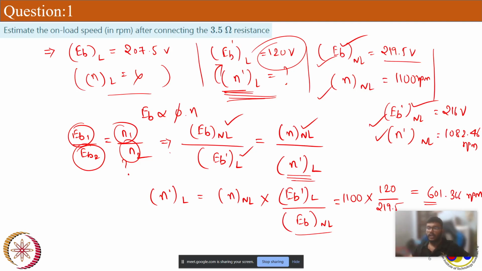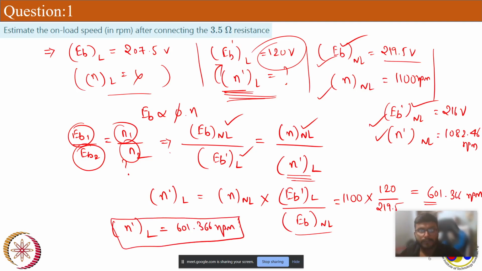So read the question carefully and note down the conditions. What are all the parameters they are changing? Are they changing only the armature resistance? Are they also changing the field resistance? Based on that you apply this proportionality relation. It will be very simple, but you have to be careful with the calculations. The answer for this question is that the on-load speed after connecting the 3.5 ohm resistance is 601.366 RPM. I hope this question is also clear.